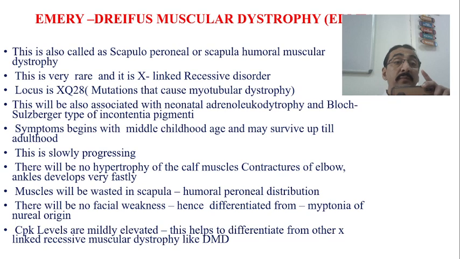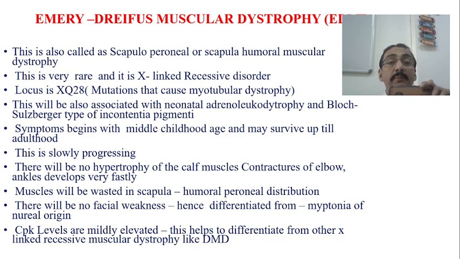Now, symptoms begin in middle childhood. Muscle weakness will be there, especially of the eye muscles, facial muscles, and the upper part of the limbs, and also in the peroneal region. The child may survive up to adulthood, although the child loses ambulation. This is slowly progressing compared to DMD.